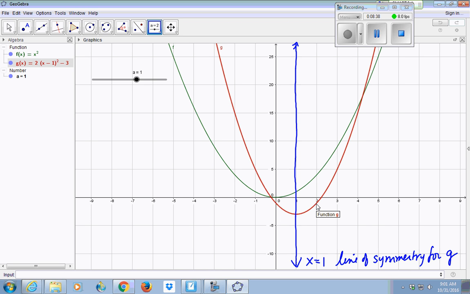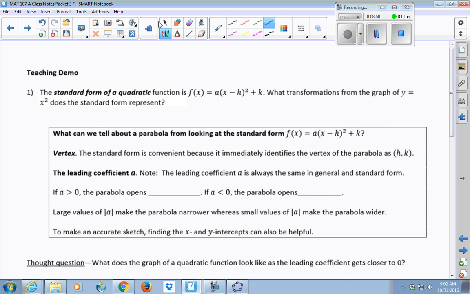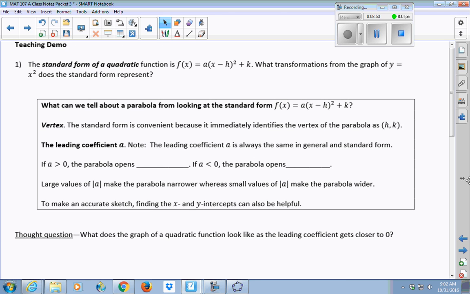Okay, so let's take a look at today's demo. I've sort of gone ahead of myself a little bit. I've given you the standard form of a quadratic equation. And what transformations from the graph of y equals x squared does a standard form represent? So what transformations did I do to the standard form? I've done some shifts, so let's talk about our shifts. We've got 2 shifts going on. And what else have we done?